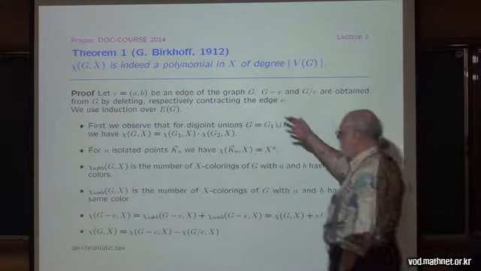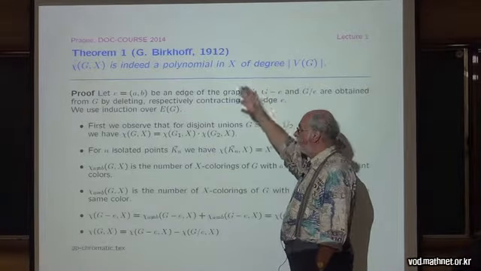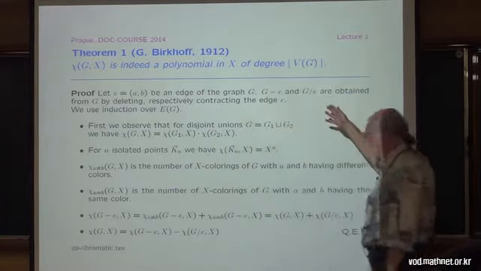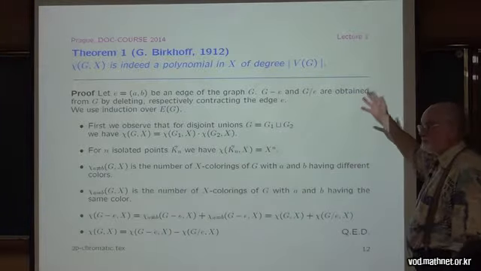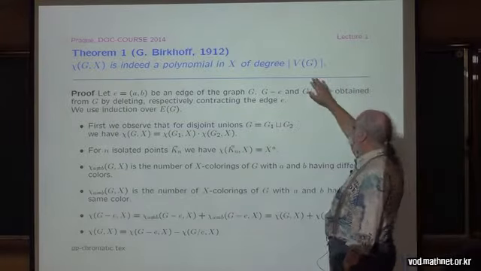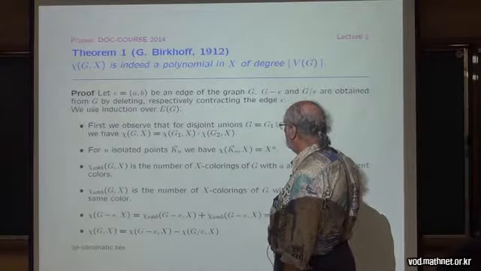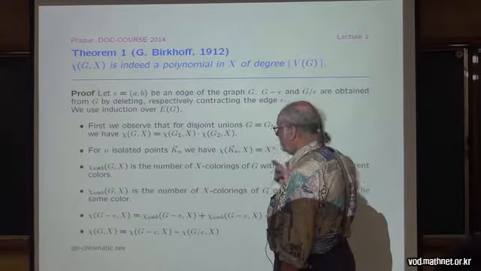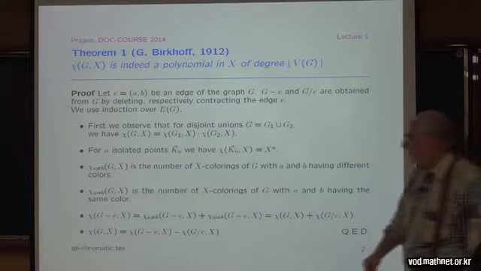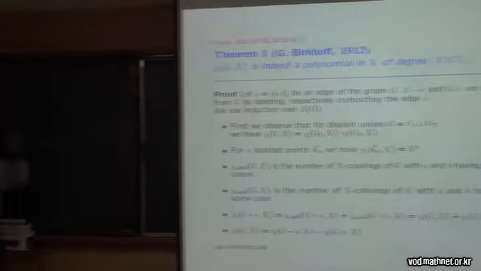What we have to show is that if you define chi as the number of proper colorings of G with x many colors, provided x is a positive integer, that it happens to be a polynomial. And actually, the polynomial has as its degree the number of vertices. Okay. So what you do is, and maybe I should draw you a picture, because the picture proof is much more convincing than everything else. So I have my graph.